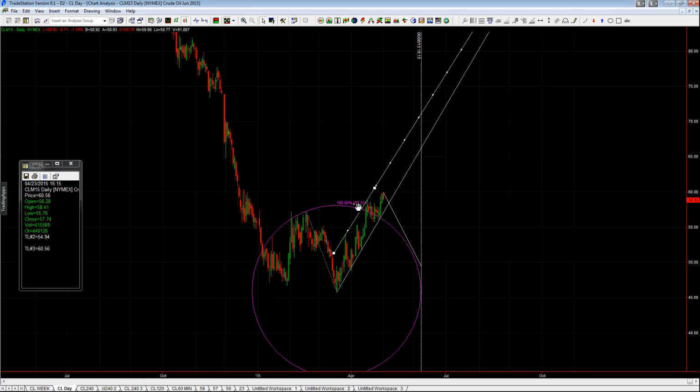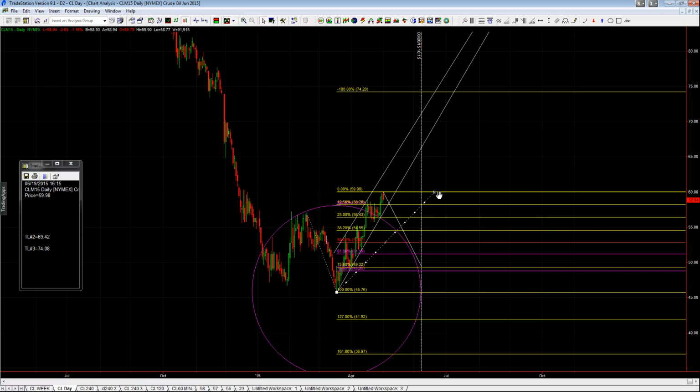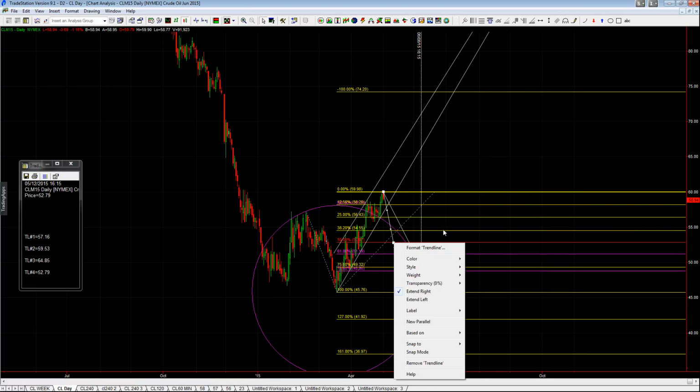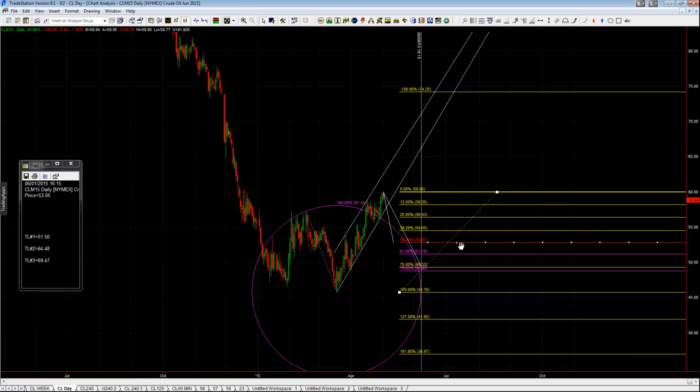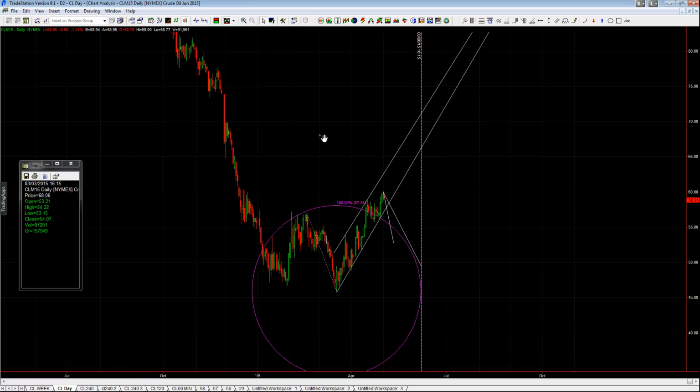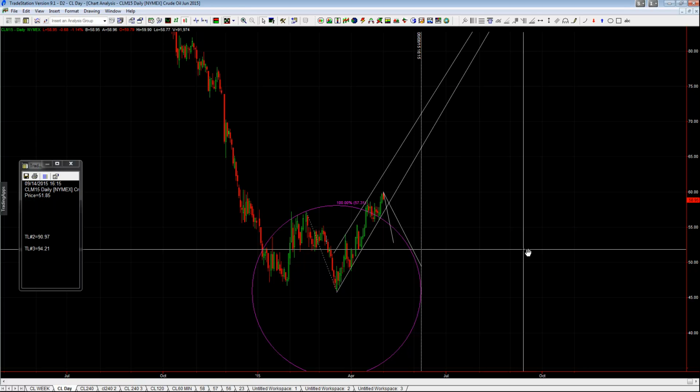But we can see price has been contained in this channel here. We'll need a break of the channel, for which I will use the map once again. But my expectation would be that we would pull back to a minimum of this 50% area, which is at 52.87, so about $6 off of where we're at now. Although, quite possibly, we should be seeing the $50 again. So I will update as the move gets underway.